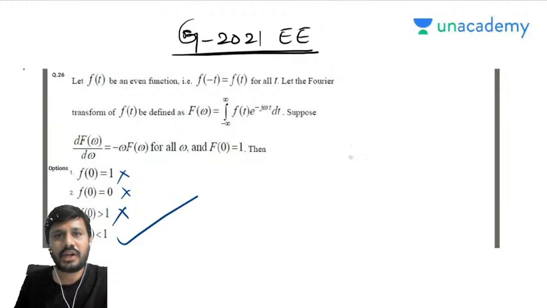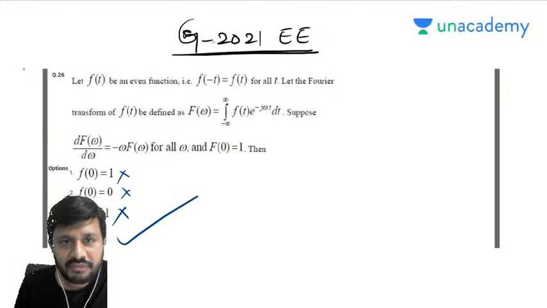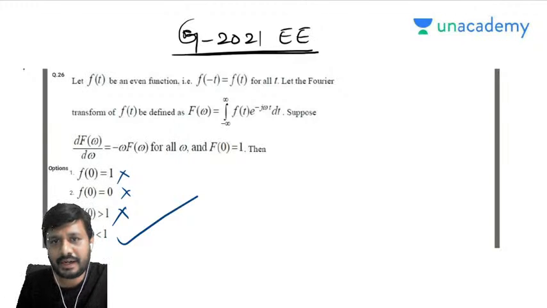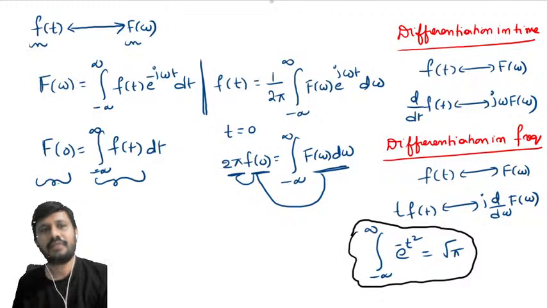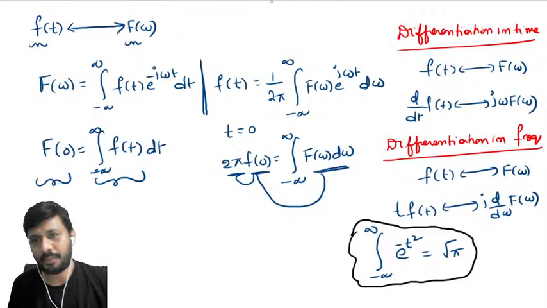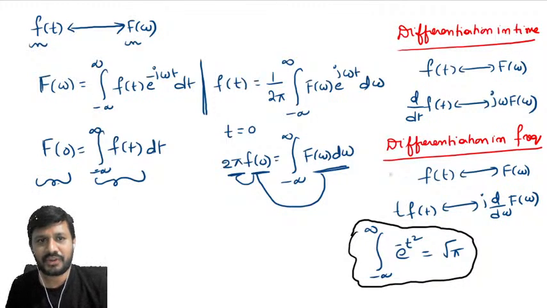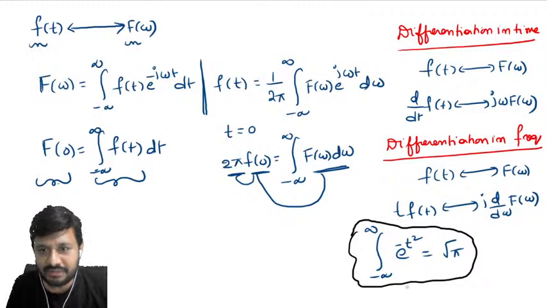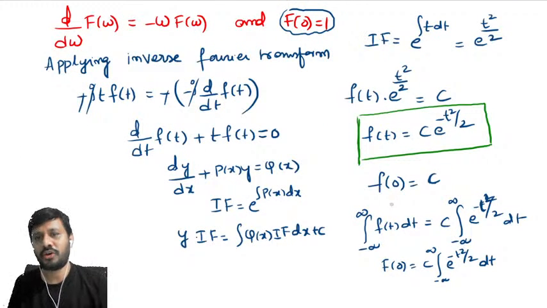In this way you are going to solve the problem from GATE 2021 electrical. The idea of this session is that you have to link different properties. See here how many properties you make use of: first, differentiation in time, differentiation in frequency, and the area property. Three properties are being used and one identity. So in this way we are going to solve the problem.